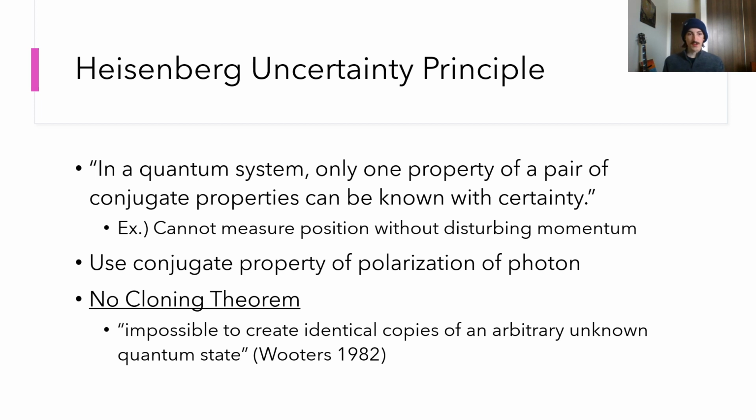Another important theorem that developed from the Heisenberg uncertainty principle is the no-cloning theorem, wherein it is impossible to create identical copies of an arbitrary unknown quantum state. So you can't just make duplicate copies of these photons in these states, and then if you guess incorrectly, you can't determine what the actual state was.